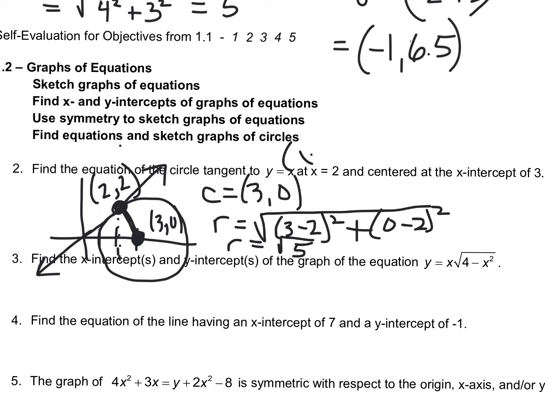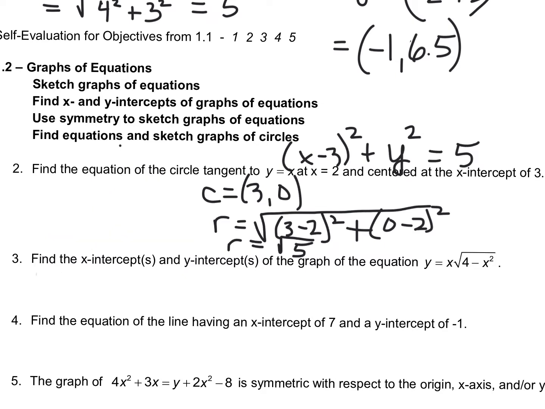So now we write standard form, x minus 3 squared plus y minus 0, same as this, y squared. Radius is root 5 squared. Root 5 squared, the root and the square cancel, and we get 5. There's our final answer. Find the x and y intercepts of the graph.